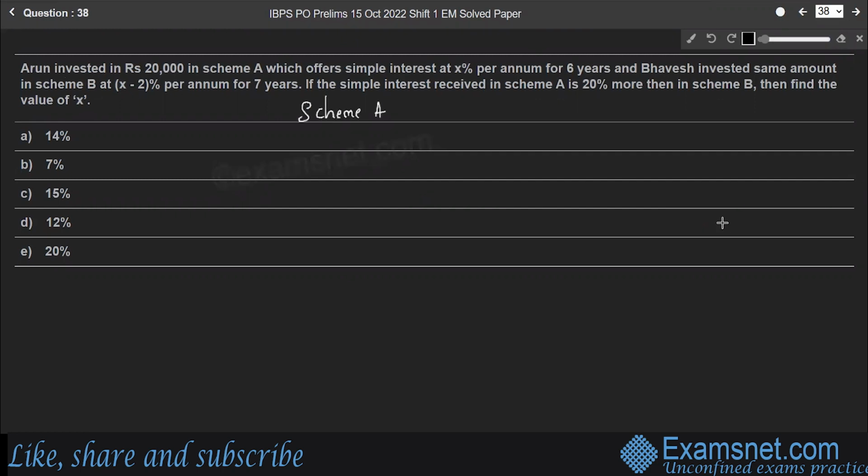In scheme A, Arun invested 20,000 rupees. So investment or principal invested in scheme A is 20,000 rupees, which offers simple interest at X% per annum. So per annum, the rate of interest is X% for the period of time of 6 years. So we'll consider P1, R1 and T1 as principal, rate and time period.